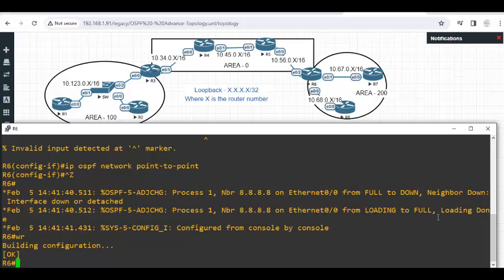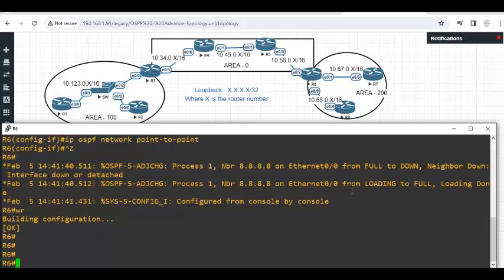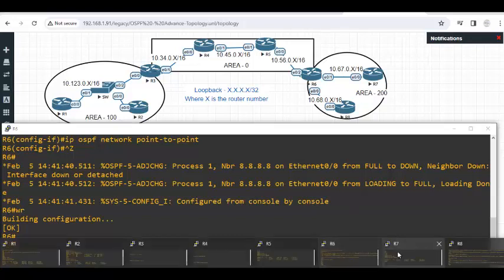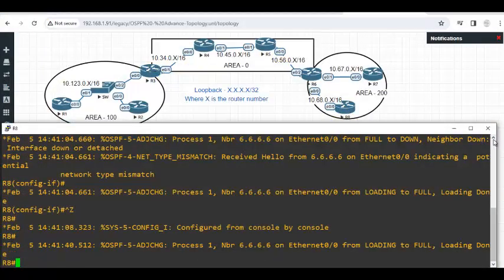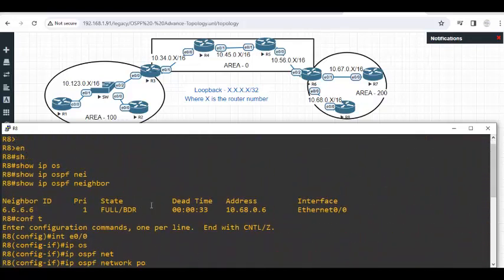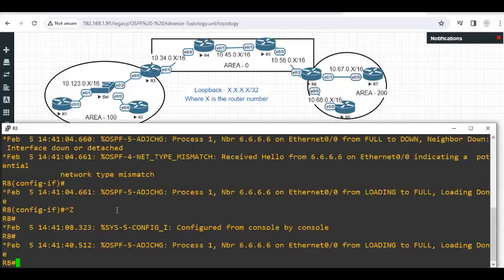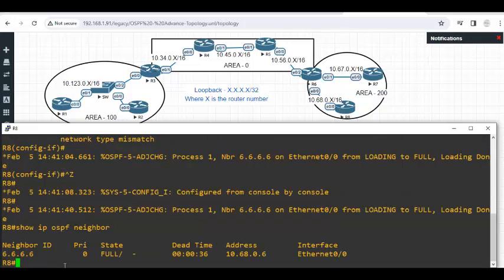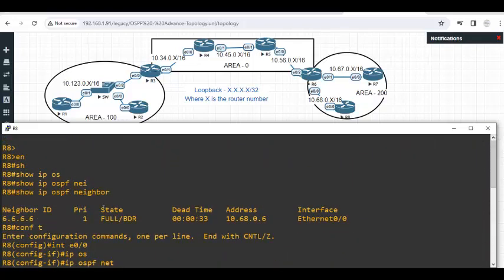Now go to router 8 and check. Earlier when we were checking, it was saying full state, BDR, all the stuff. Now it won't say that. You see, now it says just full state. Did you notice the priority is 0? It did not change the priority; earlier the priority was 1. When you say point-to-point, the priority automatically becomes 0. You know why? Because if the priority is 0, there will not be a DR/BDR election for that interface.